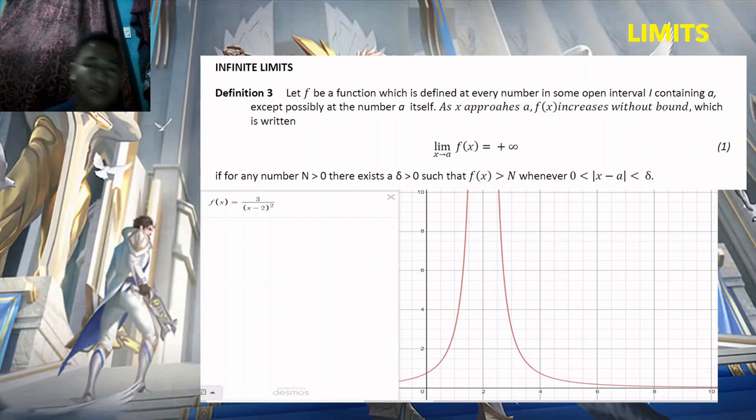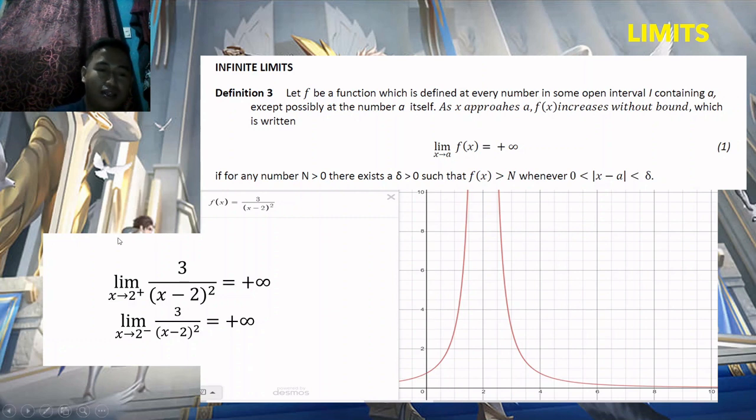To see that, class, let's take an example: 3 over x minus 2 squared. Here is its graph. We take the limit as x approaches 2 from the right, and then as x approaches 2 from the left. In the limits we solved earlier, the denominator did not become 0. Even for 2 plus, we just substitute 2, as long as the denominator does not become zero.